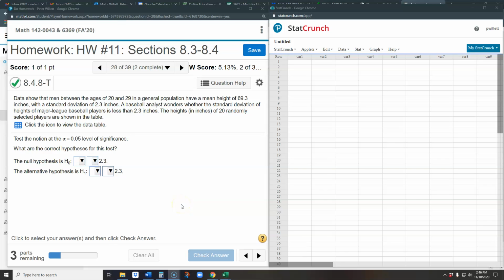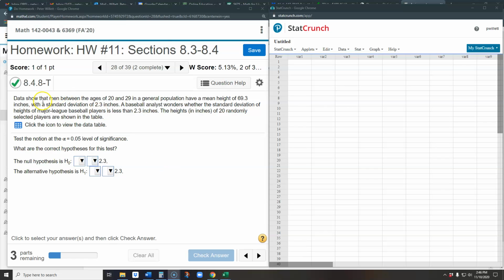Hey there, students. I thought I would do for you an example of a problem in which we are performing a hypothesis test to test a claim about the standard deviation of a population. So I'm looking at number 28 on our homework number 11. And this will be a problem that's in Chapter 8, Section 4 of the book.